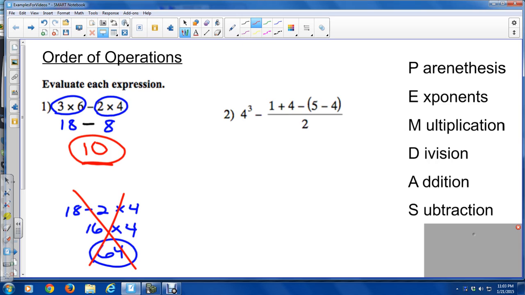So first I'm going to start with parentheses. I do have parentheses here, so I'm going to go ahead and do in my parentheses 5 minus 4, and I'm getting a 1. Okay, so parentheses done. I'm not going to rewrite the whole thing. I'm just going to go ahead and say I got a 1 right there. Exponents. Didn't have an exponent in the first one. I've got 4 to the 3rd power that I'm looking at right here at the beginning.